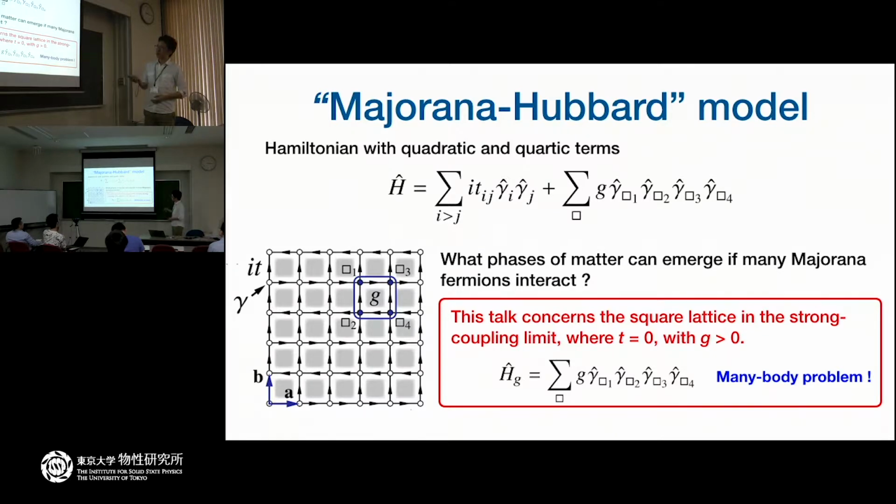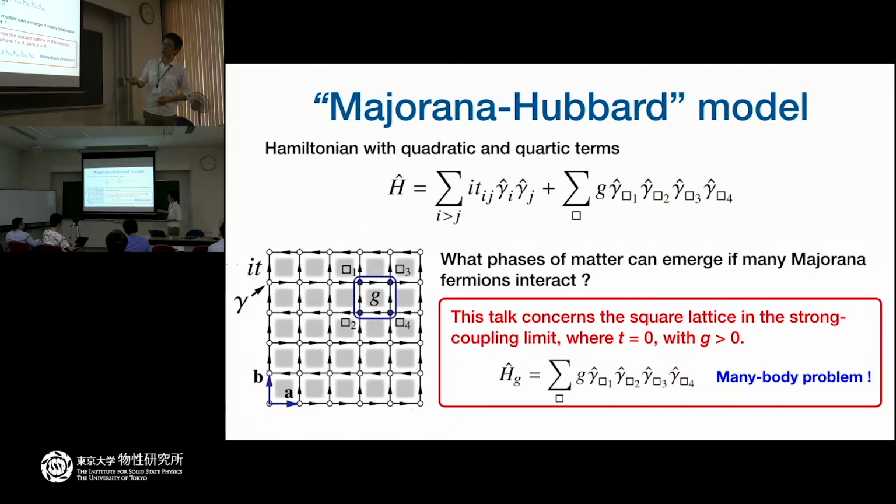Okay. Now, this talk concerns a square lattice case, as I mentioned, in the strong coupling limit, where the hopping is 0. One difference from the fermionic Hubbard model is that even in this strong coupling limit, the Hamiltonian is not classical, because of the off-site nature of the interactions.